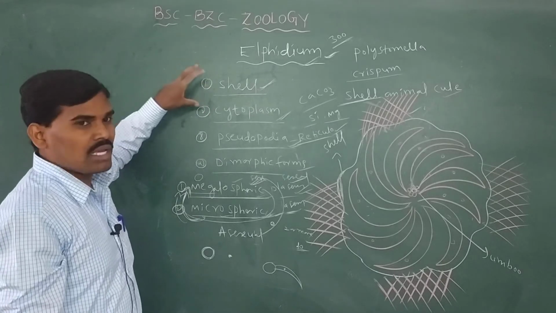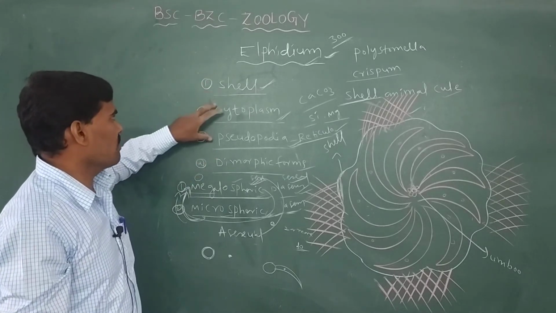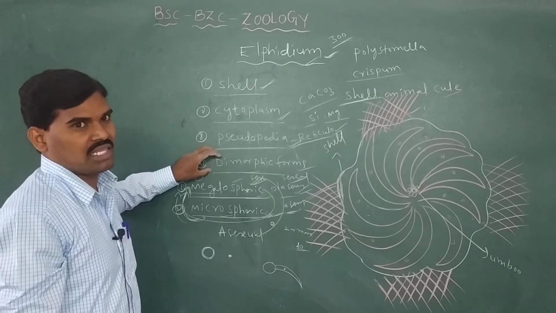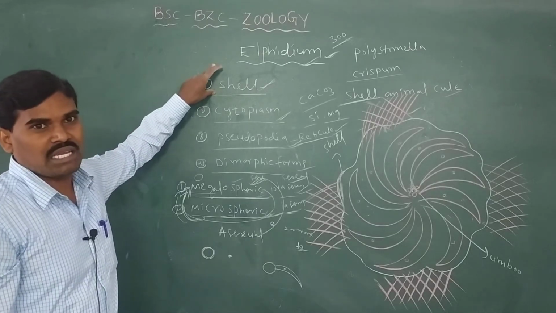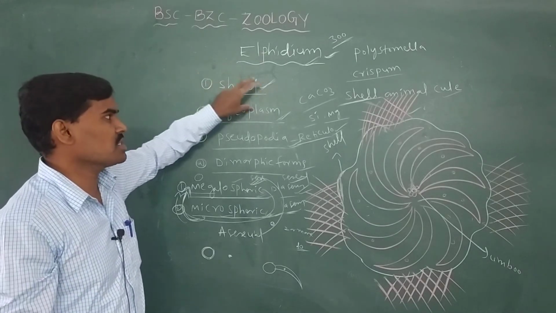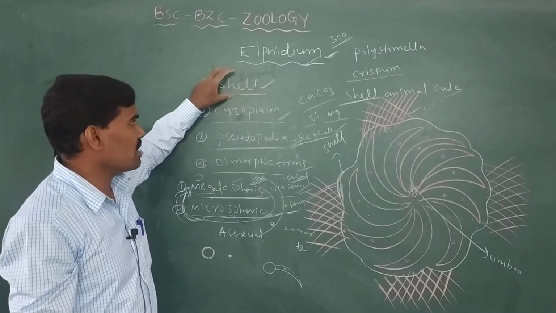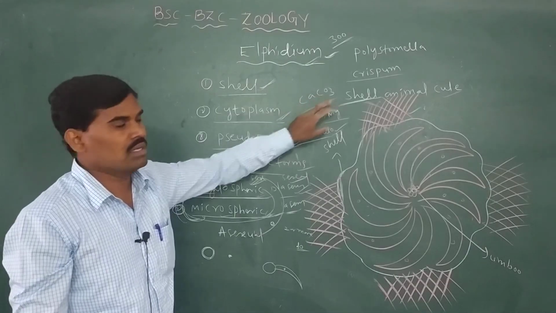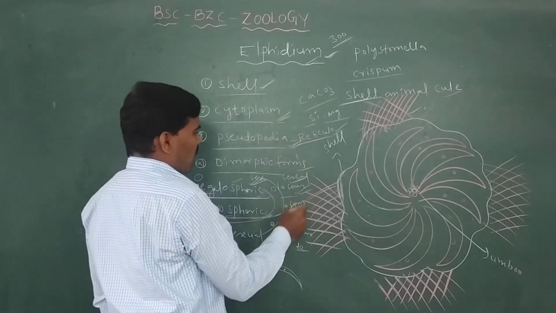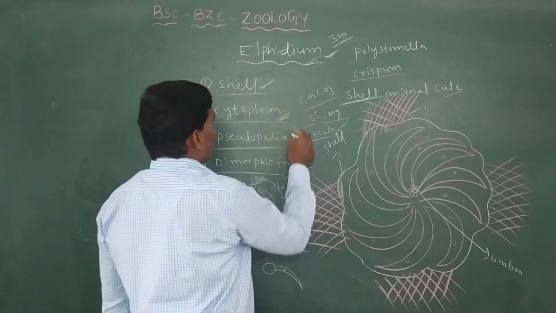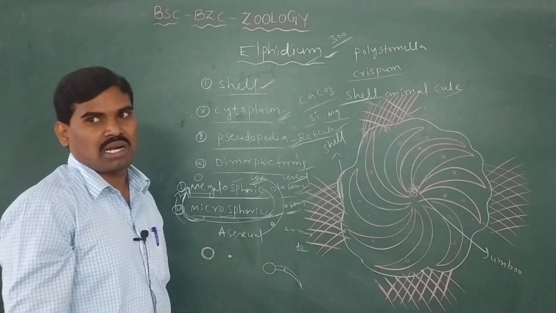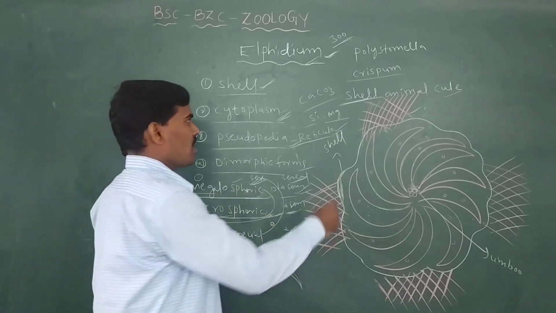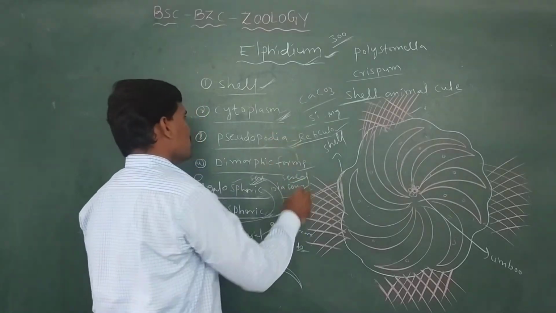Elphidium's external morphology comes across in four parts: shell, cytoplasm, pseudopodia, and dimorphism. Once again, listen here. The shell is a rigid, strong, translucent formation on the outer surface. The shell is made of calcium carbonate, silicon and magnesium. Next, the cytoplasm divides into ectoplasm and endoplasm. The endoplasm contains cell organelles: endoplasmic reticulum, Golgi complex, mitochondria, and nucleus. Next, the third one is pseudopodium.